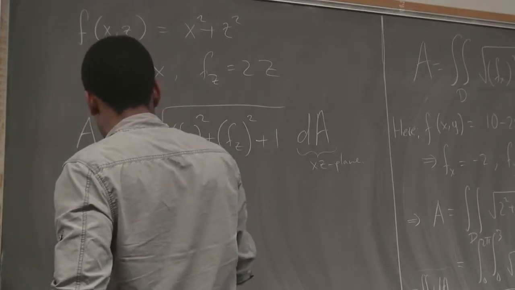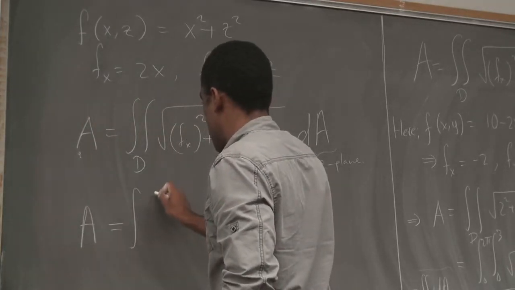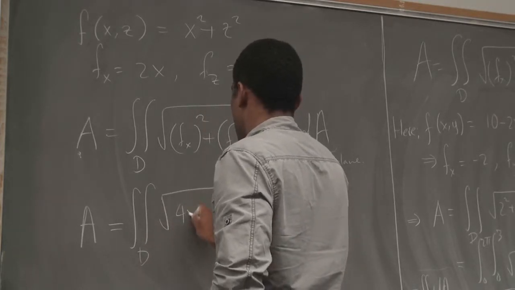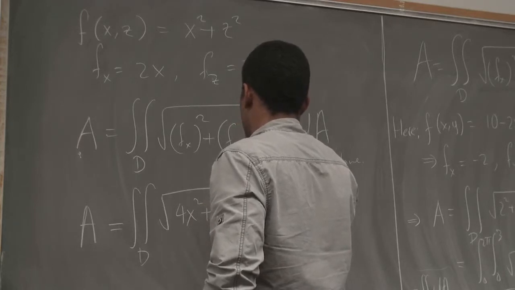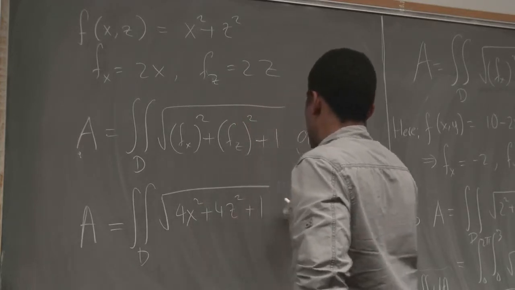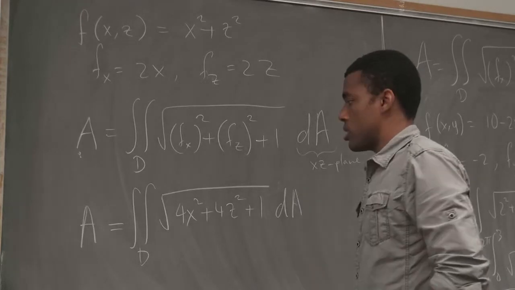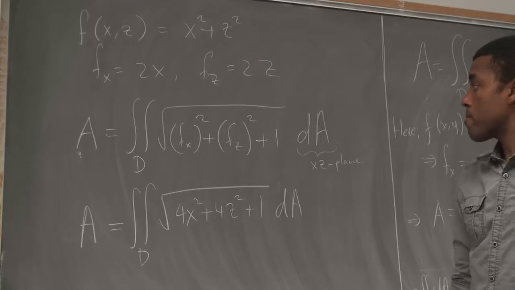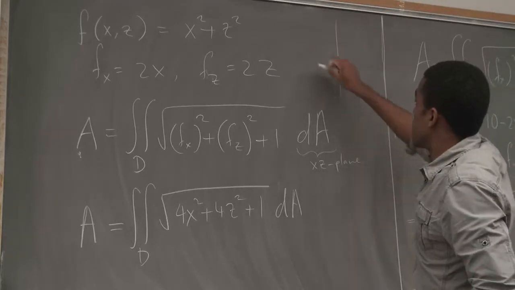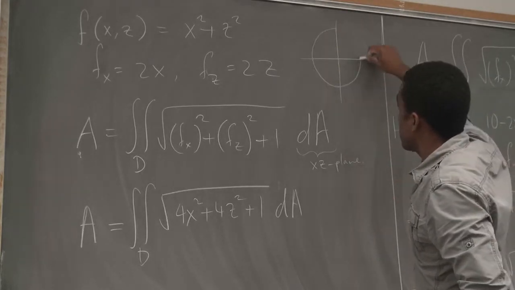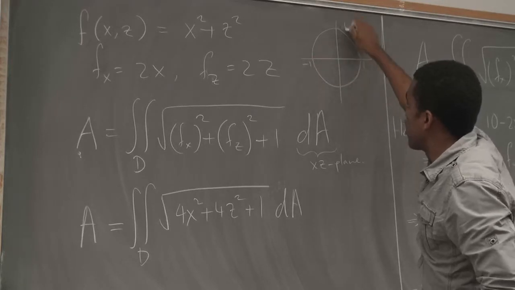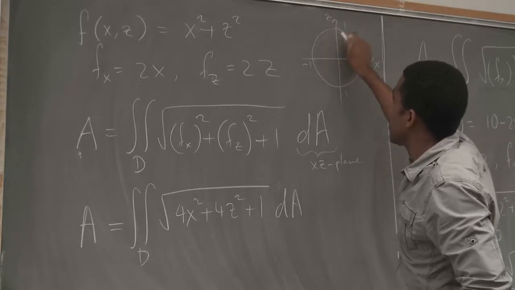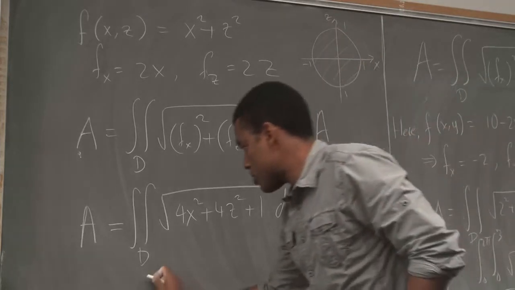Now the area would be the double integral over D of the radical of 4x squared plus 4z squared plus 1 dA. Now how would you set up the limits here? In this case, we have a circle with radius 1. So r goes from 0 to 1, and theta would go from 0 to 2 pi.